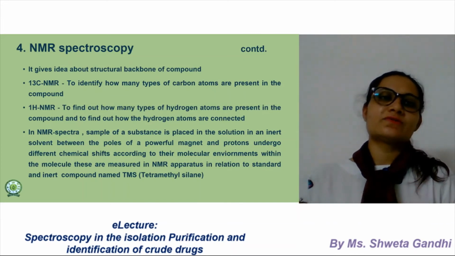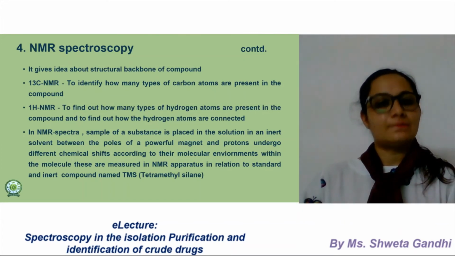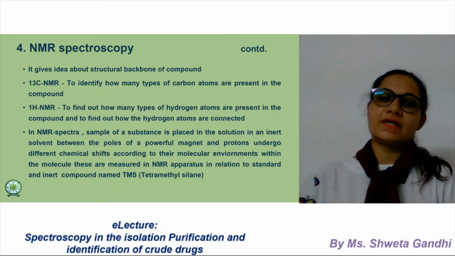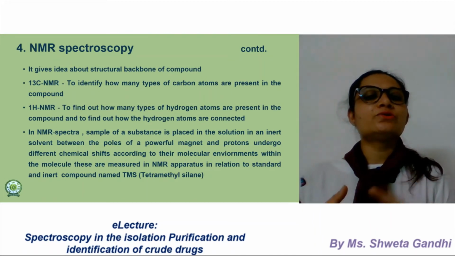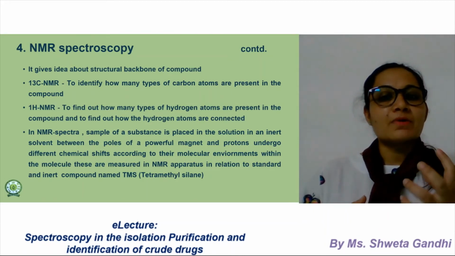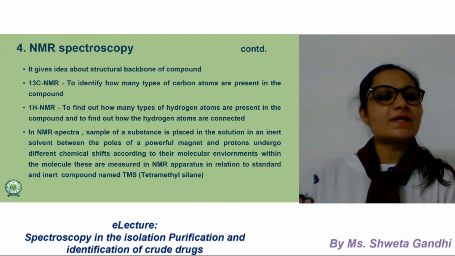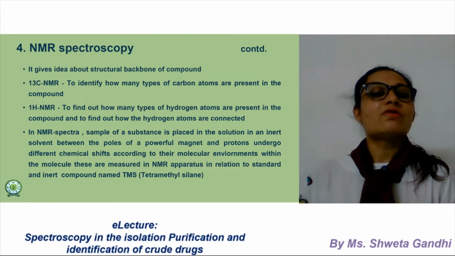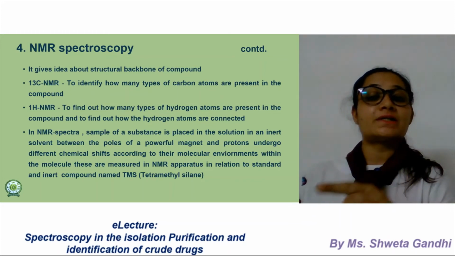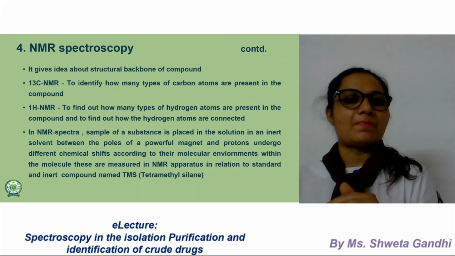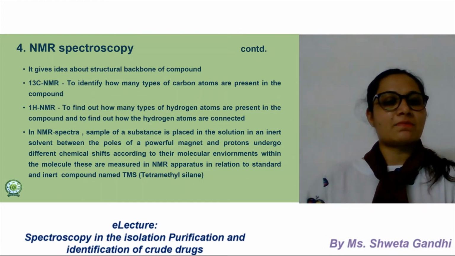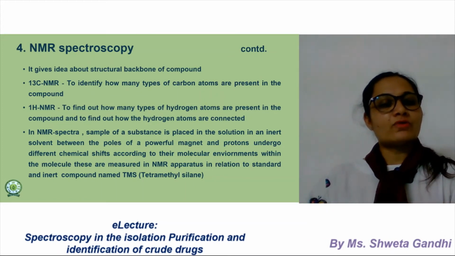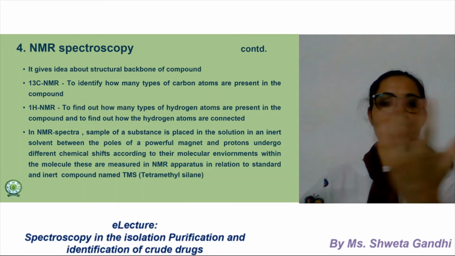It generally gives an idea about the structural background of any compound. 13C NMR is generally used to identify the number of carbon atoms, and 1H NMR is generally used to show how many types of hydrogen atoms are present in our compound. So different types of NMR can be used: 13C NMR and 1H NMR. And what is the role of NMR? How can the procedure be done?